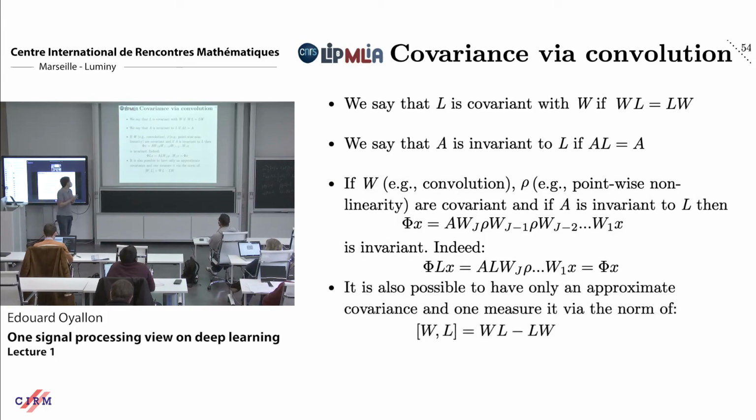And then it's completely possible to have some operators that only approximately commute with the action of another operator, right? Just one example, for example, deformation. If you deform your signal, the convolution of the deformation will clearly not be equal to the deformation of the convolution, right? Except if the deformation is a translation, right? Okay, well, that's not very interesting.